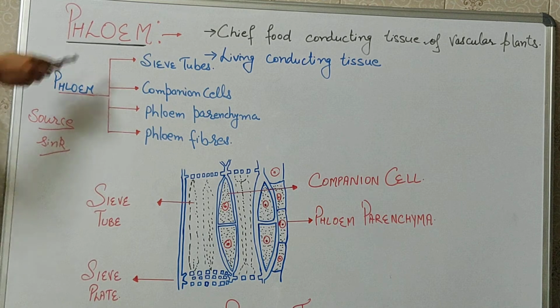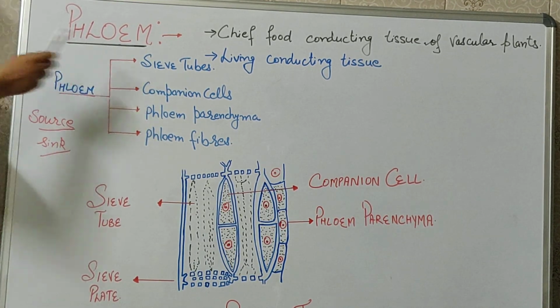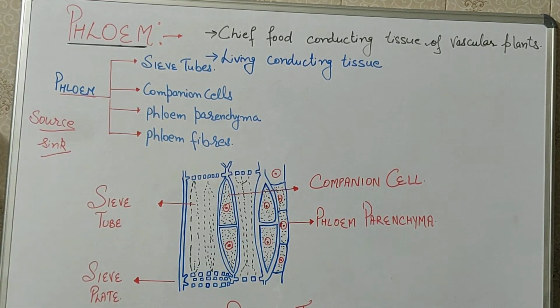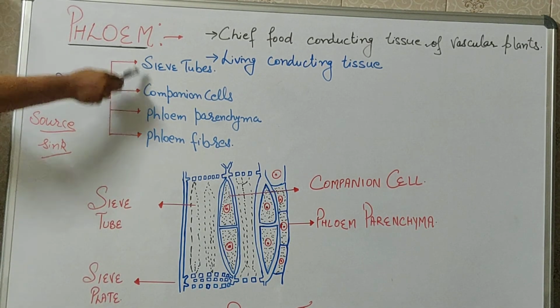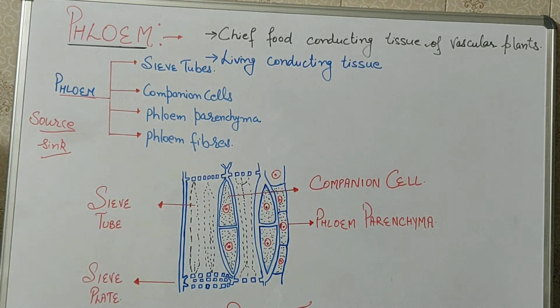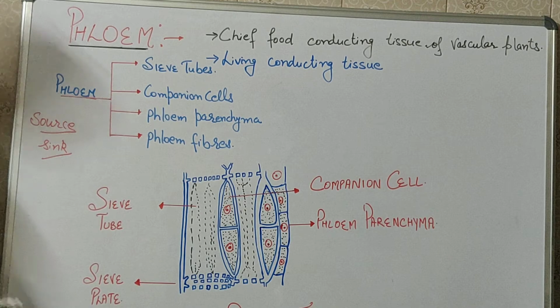Phloem tissue has 4 elements. These are sieve tube, companion cells, phloem parenchyma and phloem fibers. Phloem is called a living conducting tissue as 3 of these cells are living in it. Only phloem fibers are dead cells. So first of all, we will discuss sieve tube.